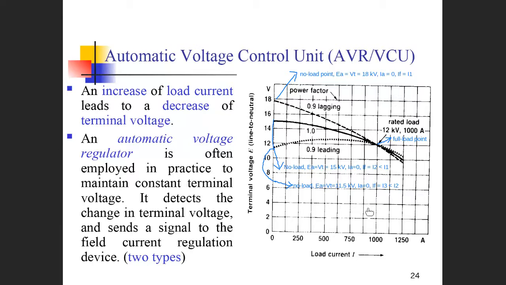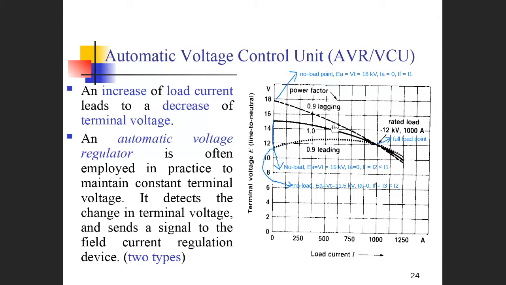You look at the same generators, with the same rated terminal voltage and load currents. If the loading power factor is different, their no-load internal generated voltage will be different. This means that their required field current will be different. For a lagging power factor, they require a relatively larger excitation current, IF. For a leading power factor loading, it requires a relatively smaller excitation current, IF.